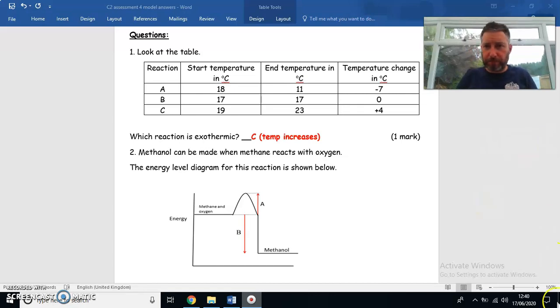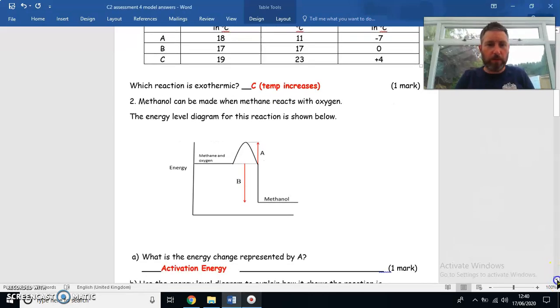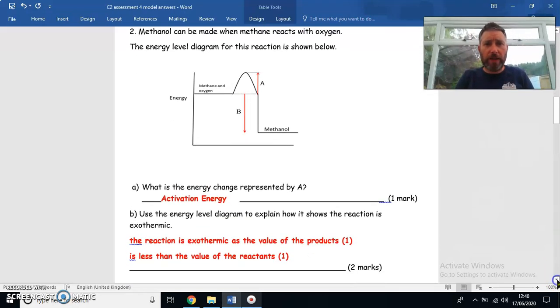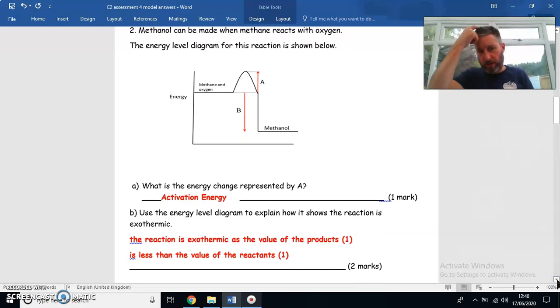Now, question 2, scrolling down the list a little bit. This is an energy profile diagram for that reaction. So what is A? A is the activation energy, the minimum energy particles must collide with in order to react. So most people got that, so well done.